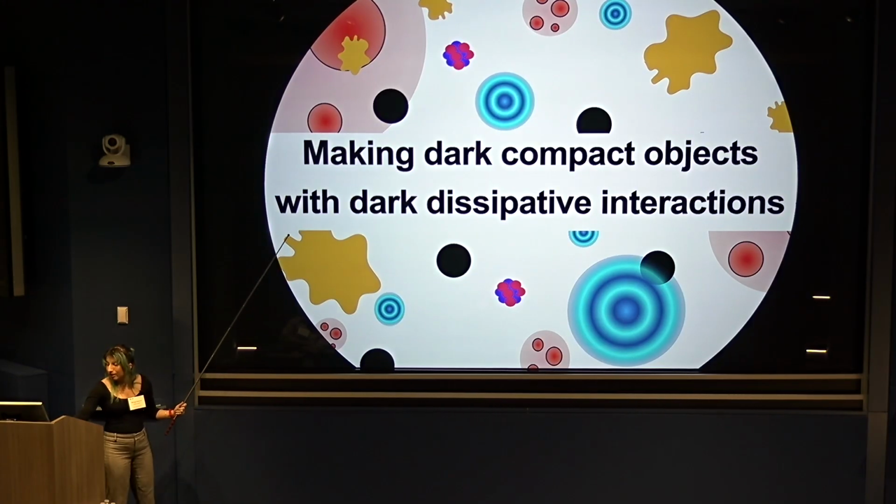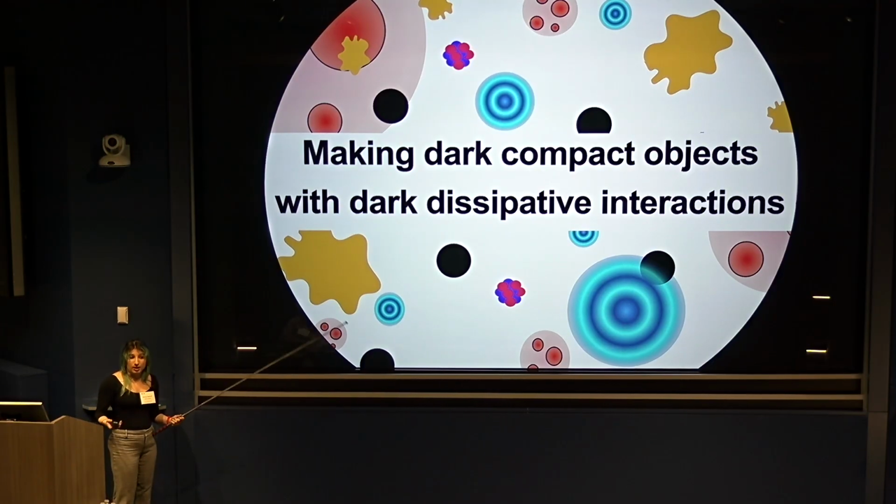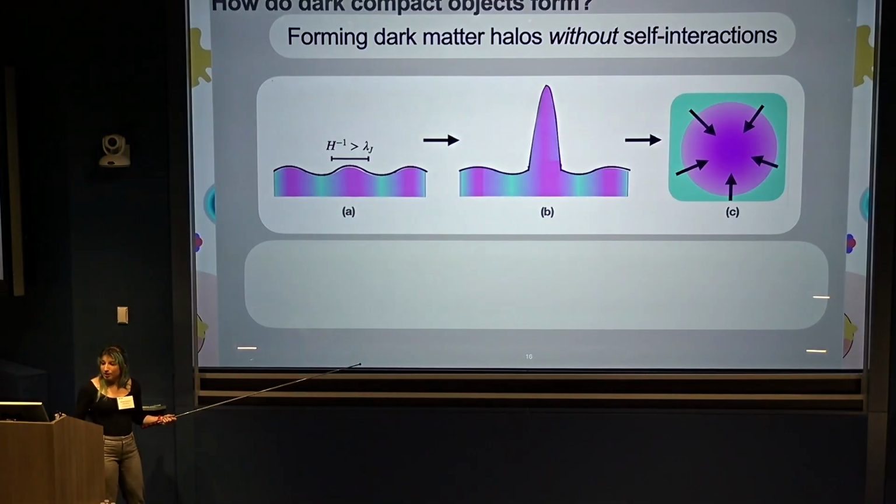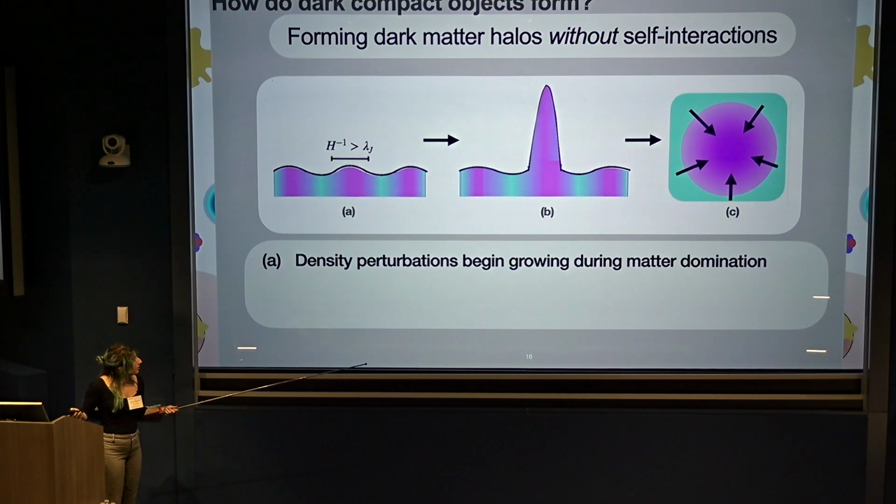We're thinking about dark dissipative interactions. So what I mean by this is when dark matter particles can scatter off of each other and lose energy in the process. And this is a way to let a dark matter halo cool. To illustrate how we get dark compact objects from this, I'm going to start by showing you the way we get dark matter halos from dark matter that doesn't have any self-interactions.